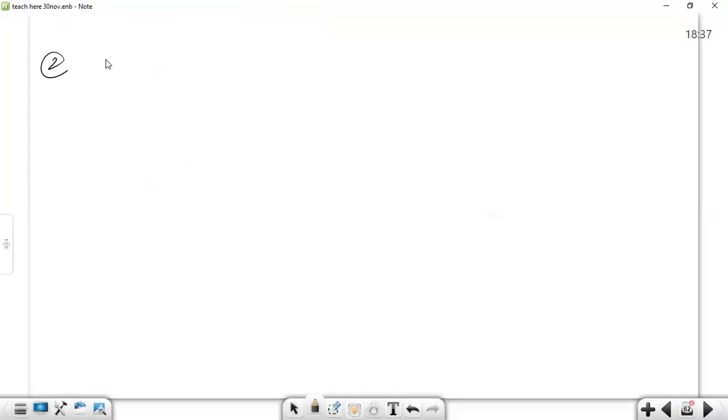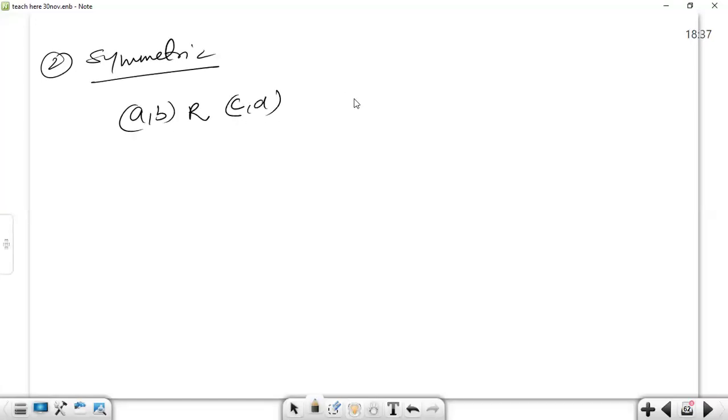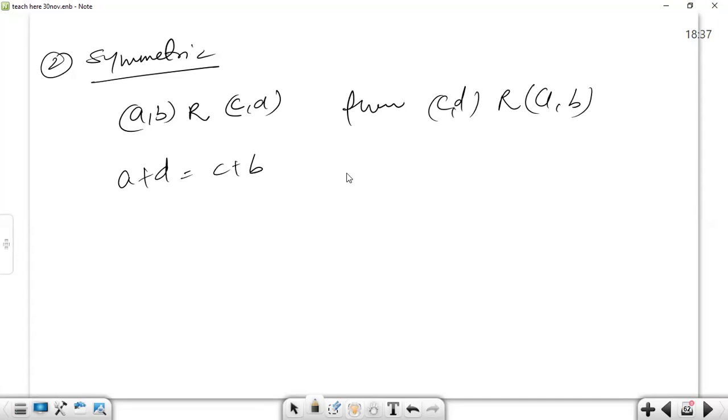Now checking for symmetric. It should be like that: if AB is related to CD, then CD must be related to AB. For AB being related to CD, A plus D has to be C plus B. So now we have to check whether C plus B is equal to A plus D. Oh yes, it is the case. So the given relation is symmetric.